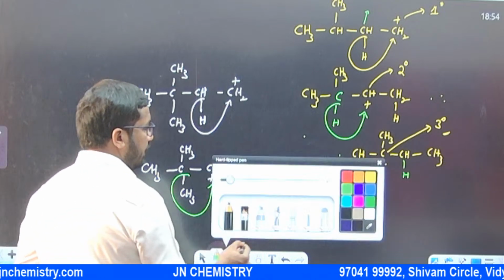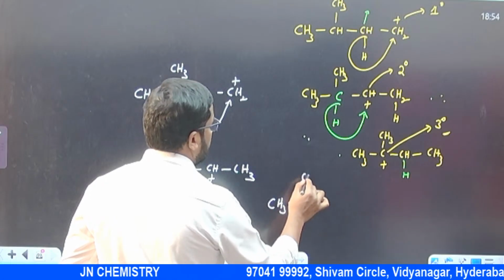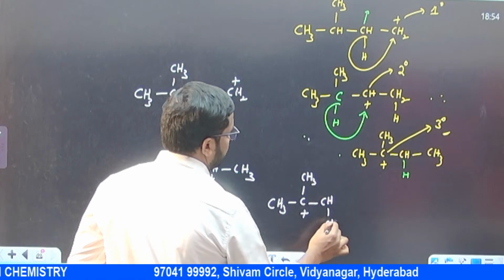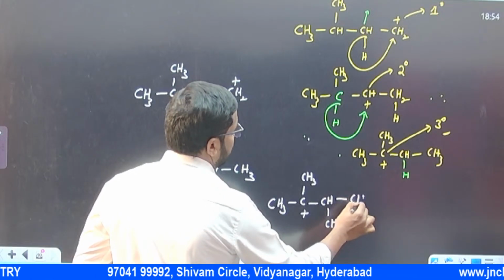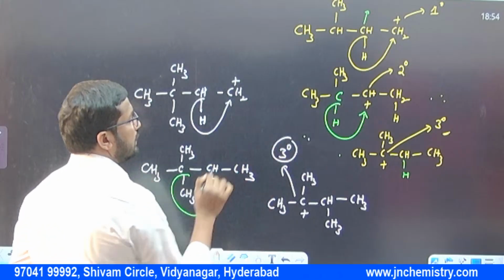So now what we will get? CH3, CH3 with positive charge, CH, CH3, CH3. Now which degree carbocation is this? 3-degree carbocation.